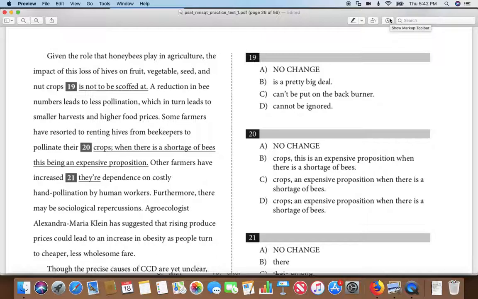Good. Let's go to Ava. Go ahead and read the next paragraph, please. Given the role that honeybees play in agriculture, the impact of this loss of hives on fruit, vegetable, seed, and nut crops is not to be scoffed at. What do you think about the underlined portion there, Ava?